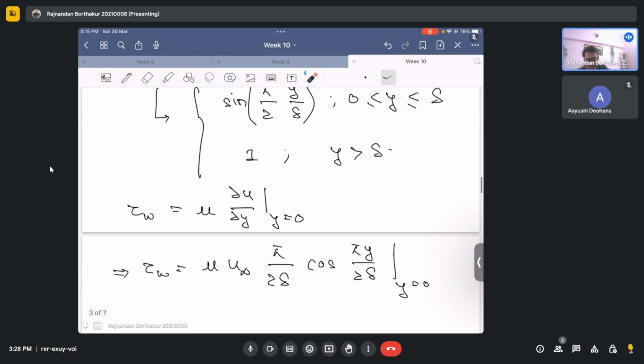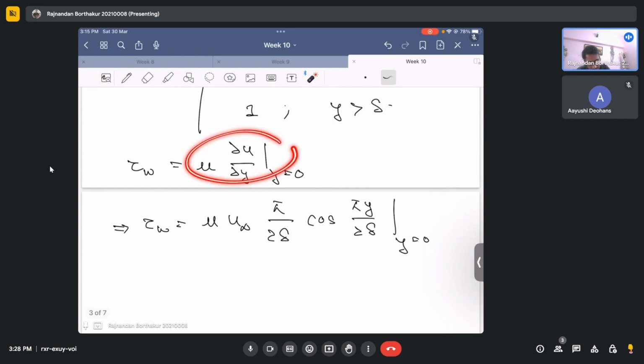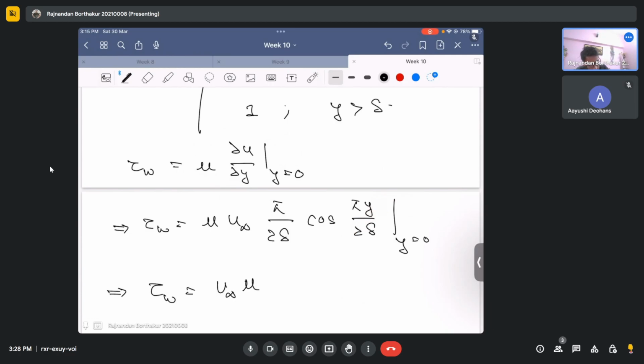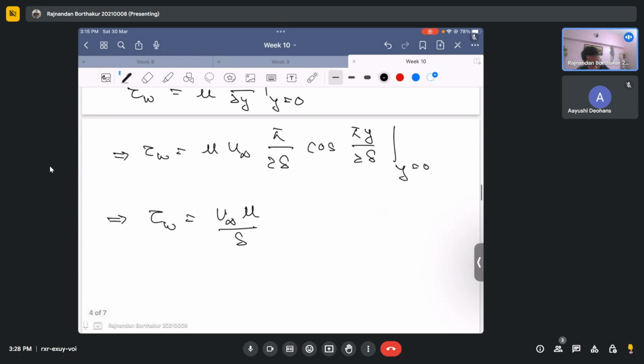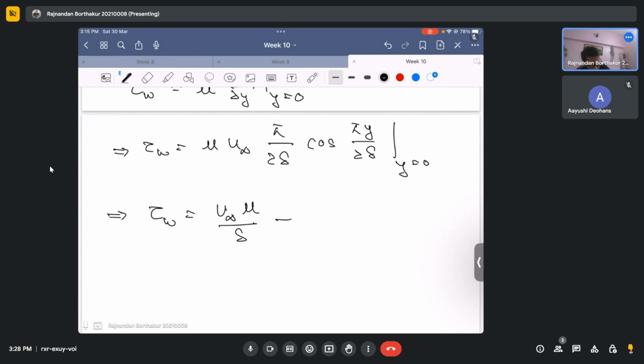As I said, the first task of calculating the boundary layer thickness, given a velocity profile, is to evaluate the wall shear stress, which is given by this. If we evaluate this, at y equal to 0, cos 0 is basically 1, which means my wall shear stress is nothing but u infinity times mu by delta into pi by 2. This is the wall shear stress that we got.